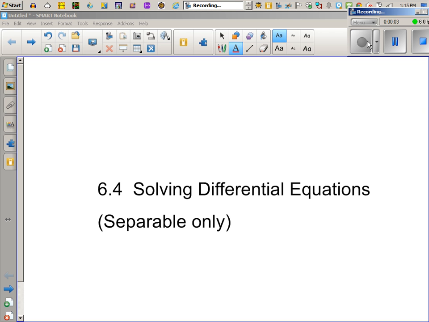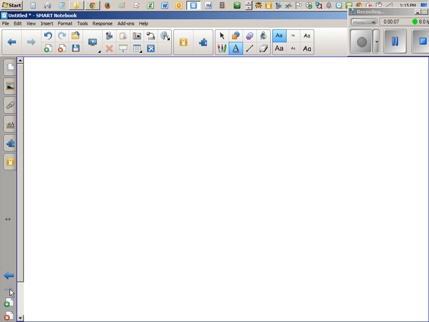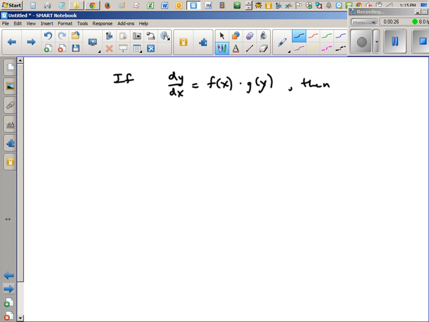Okay, so let me show you which kinds of problems we'll be able to solve by the end of the period, okay? So, if the differential equation looks like this, if your dy/dx looks like a function times a function, and one of the functions uses x as a variable and the other uses y as a variable, then we call that kind of differential equation, we call the differential equation separable.